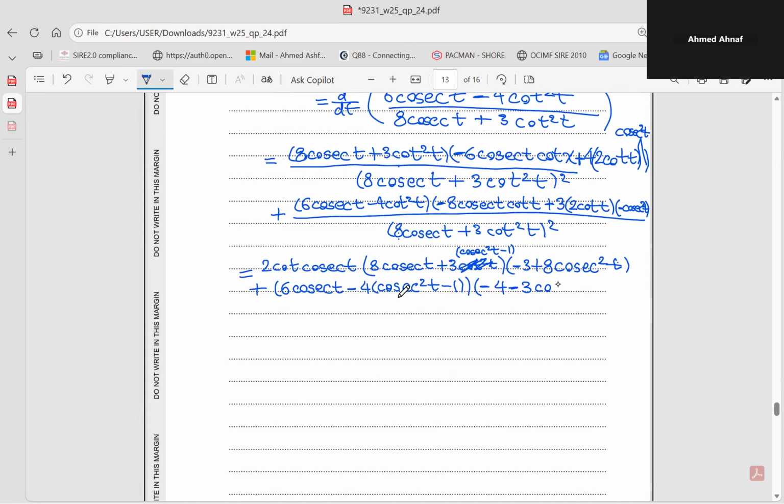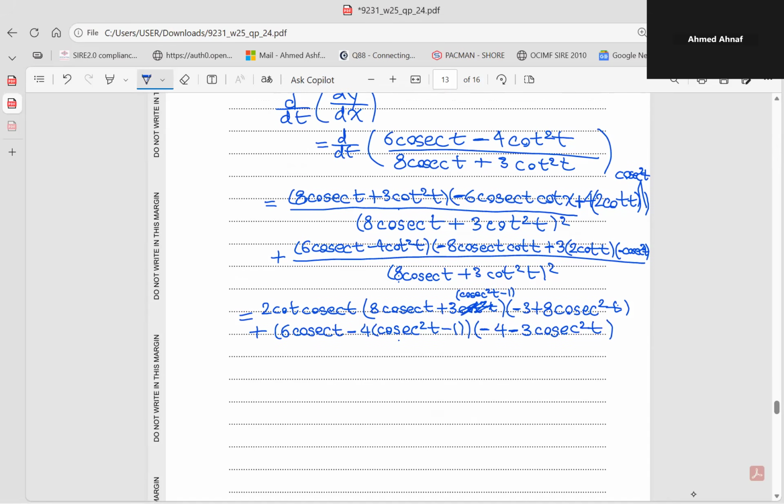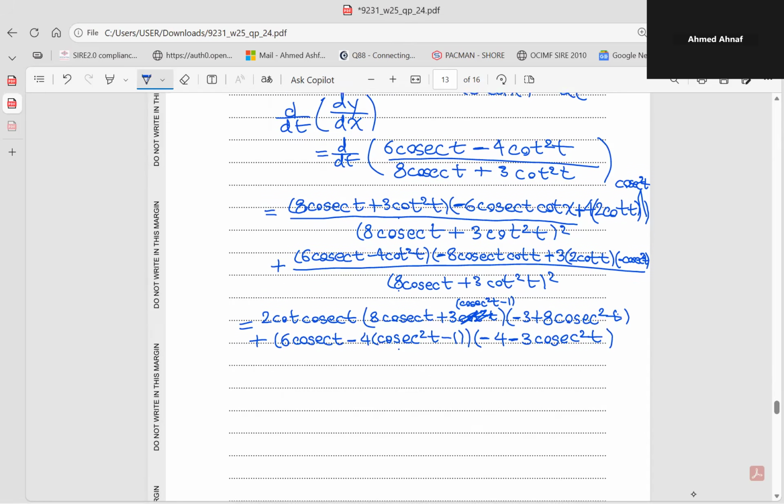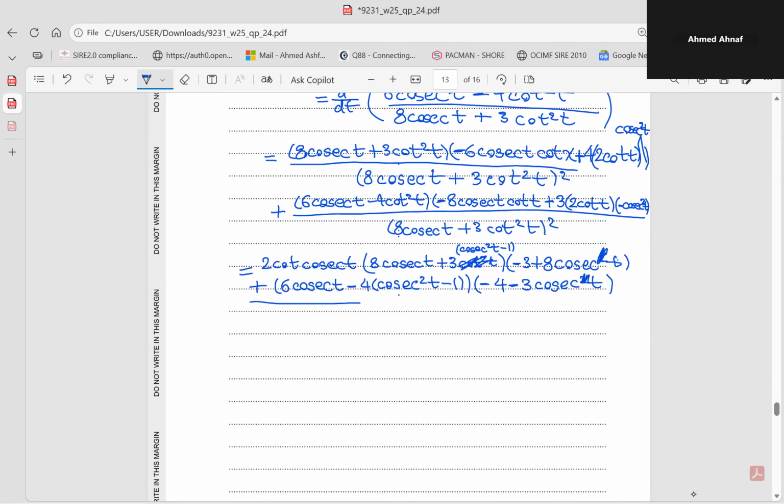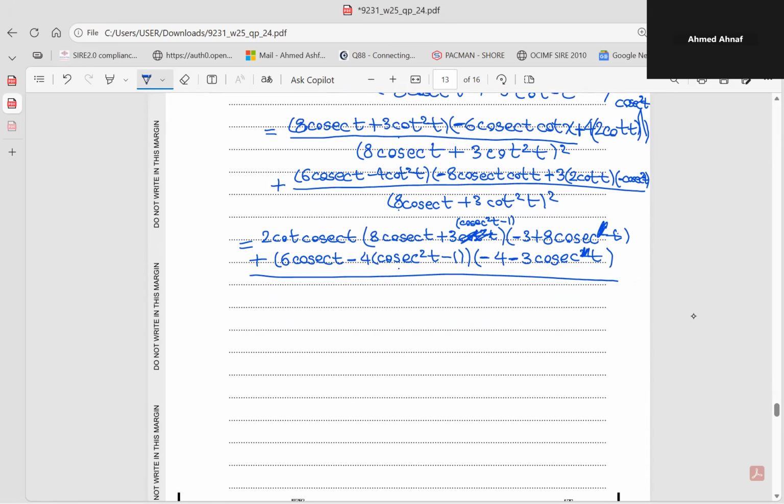Cosecant squared t. Is there any square? Wait. Okay, I don't think there's any square. My bad. All over the denominator, 8 cosecant t plus 3 cotangent squared t.